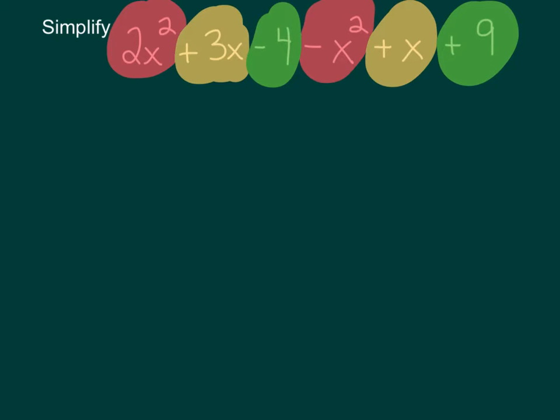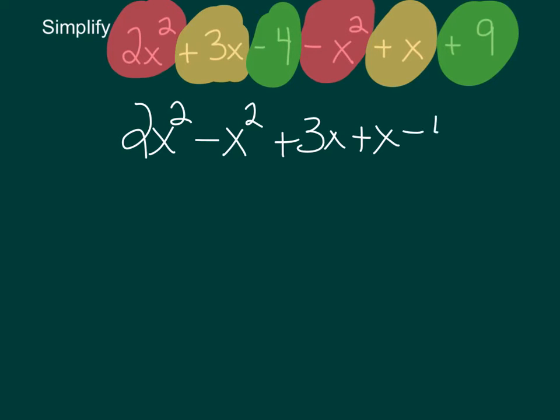Now I'm going to write them in order so that I see that. So I have 2x squared minus x squared plus 3x plus x minus 4 plus 9. All that I did in that step is write them side by side. Then my next step: 2x squared minus x squared is an x squared, because I had 2 minus 1, and the x squared just stayed there. 3x plus x is a plus 4x, just like you did back in middle school. And then minus 4 plus 9 is a plus 5. So that would be your final simplified answer.